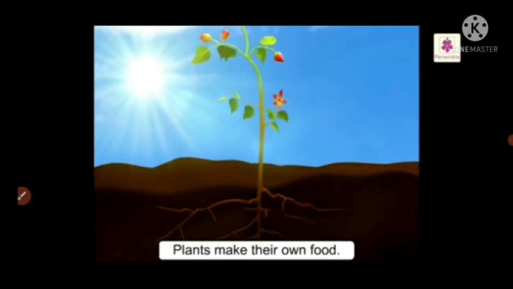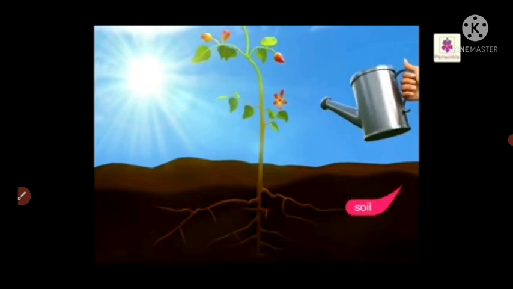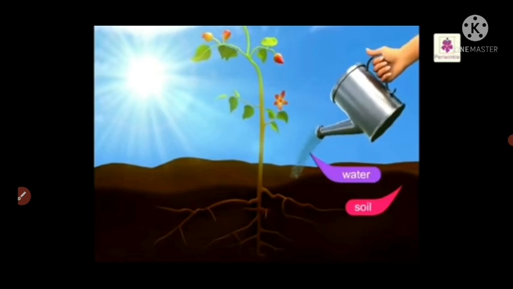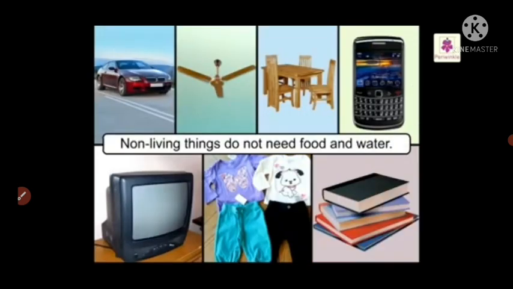Plants are the only living things that make their own food. They prepare their food with the help of soil, water, and sunlight. All the other living things depend upon plants for their food. Non-living things do not need food and water.